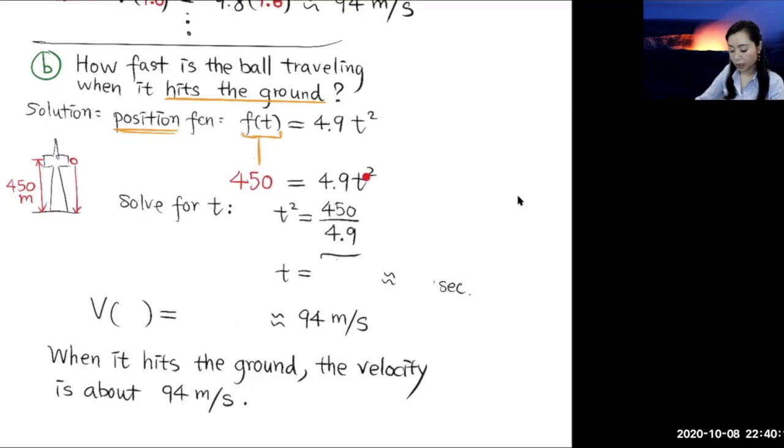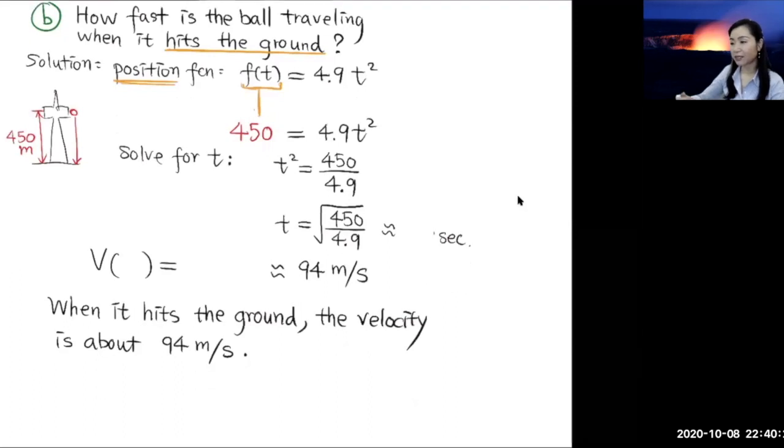So t squared will be 450 divided by 4.9. Now we can take the square root. We only consider the positive square root because for time we only consider positive values. Doing the calculation, this is about 9.6 seconds. Now we can substitute 9.6 into A, and we find the instantaneous velocity at 9.6 seconds is about 94 meters per second. So when it hits the ground, the velocity is about 94 meters per second.